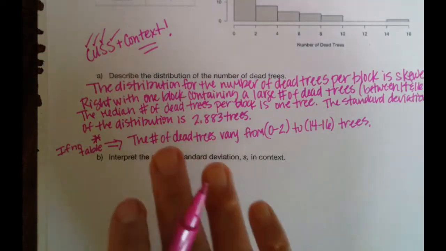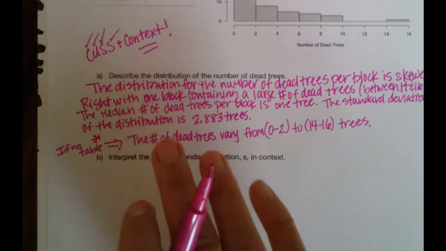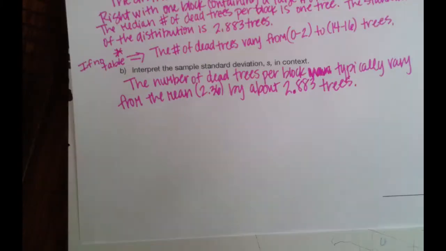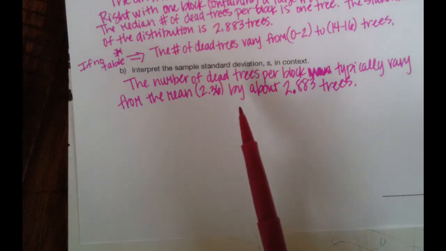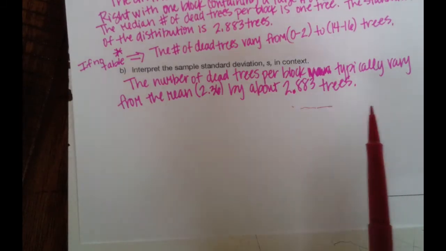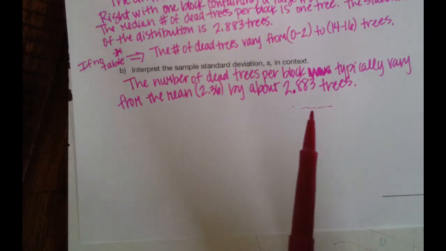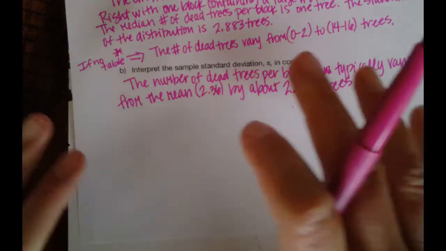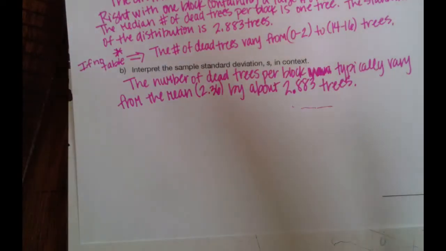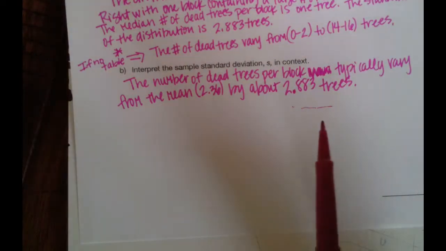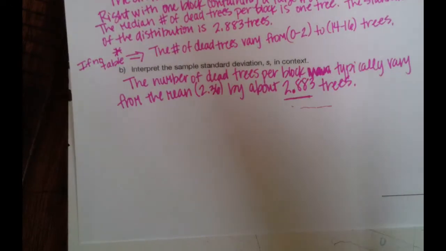Okay, so next part, interpret the standard deviation. The standard deviation is the typical distance from the mean. We have to put that in context. So in context, the number of dead trees per block typically varies from the mean by about 2.883 trees, okay? So just remember, basically you're saying each house or each block that they sampled typically varied by about this from the mean, okay?